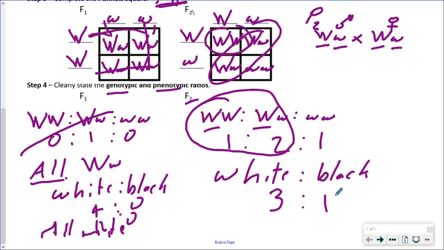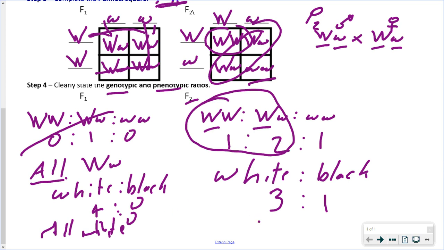So yes, it is possible that these 2 sheep have 4 offspring. It is possible that all of them, in fact, could be homozygous recessive, and all of them could have 2 lowercase w's, and all of them could be black. But based on probability, our prediction would say that this is what we would get in terms of the ratio, and that is a 3 to 1 phenotypic ratio.